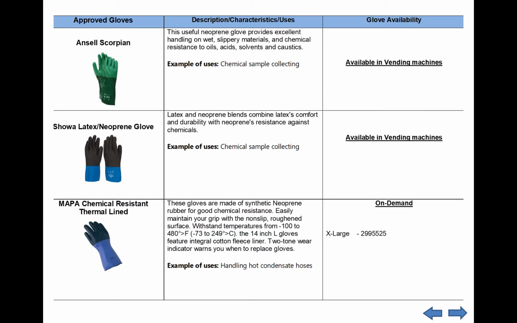The Ansel Scorpion gloves are neoprene gloves that are useful when handling wet, slippery materials and are chemical resistant to oils, acids, solvents, and caustics. They are used for collecting chemical samples. The Showa latex neoprene gloves combine the latex comfort and durability with the neoprene resistance to chemicals. They're also used for collecting chemical samples.